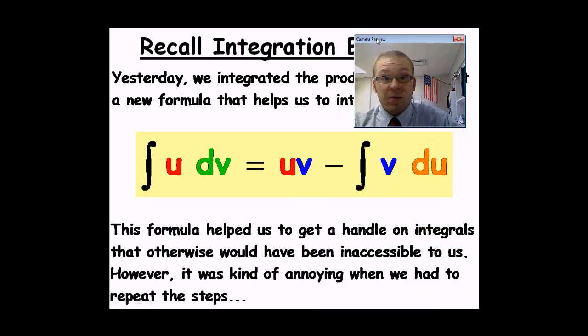Like I just said, the formula helps us get a handle on integrals that otherwise would have been inaccessible. However, here's one thing that was kind of annoying about integration by parts, and you might have found this on your homework: it was annoying when we had to repeat steps. You integrate by parts, get your integral of v du, and then all over again you need to integrate by parts. Not so much fun. So the whole purpose of tabular integration, the whole purpose of this lesson, is to give you an organizational model to avoid having to do that.